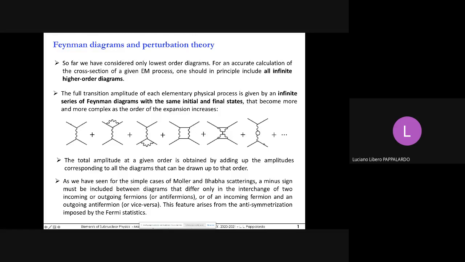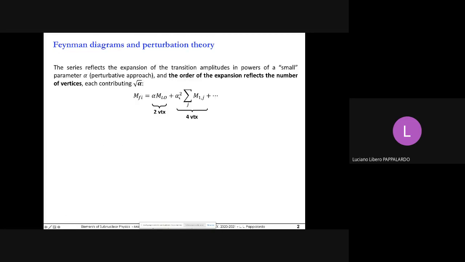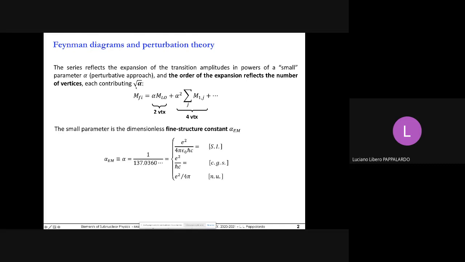1, 2, 3, 4. So all these diagrams contribute to the second order of our expansion. Then, of course, we might have many more diagrams contributing to the third order, fourth order, etc. Each time you have to add a square root of alpha per each additional vertex. And this, of course, essentially kills the probability for that process, because alpha is a very small parameter. So the higher the power you have, the smaller the contribution of each higher order term.